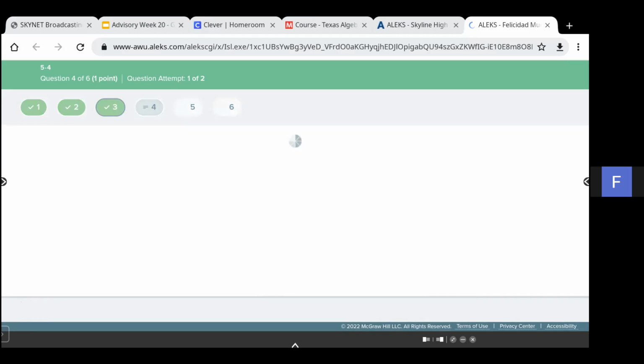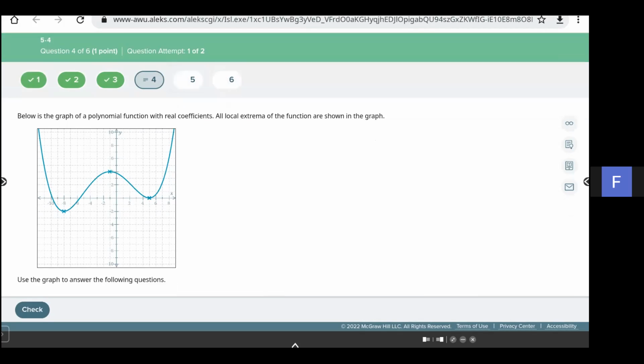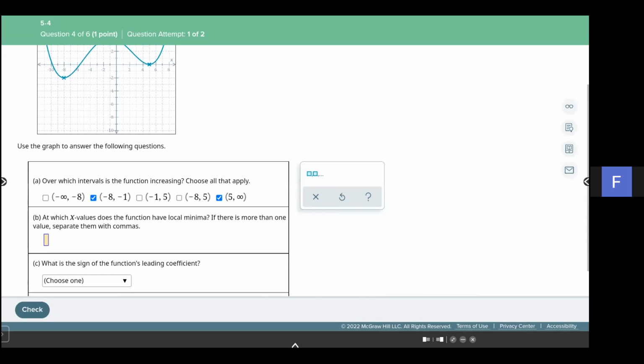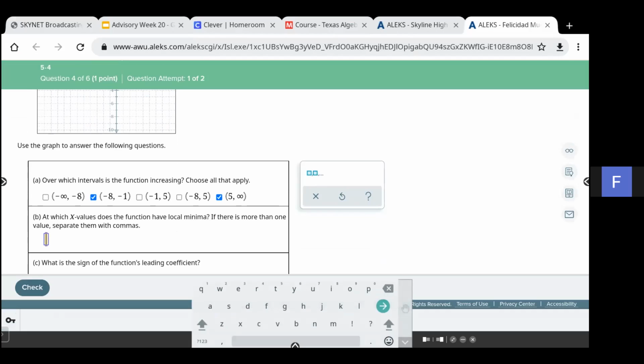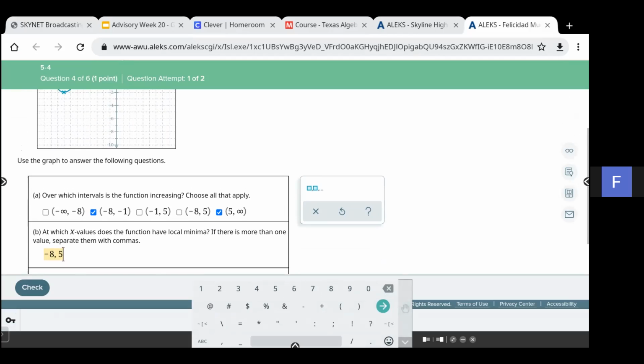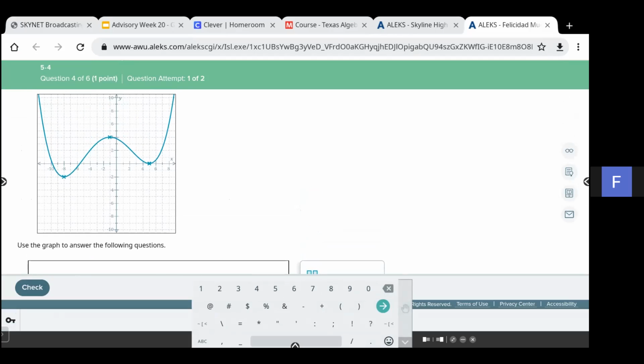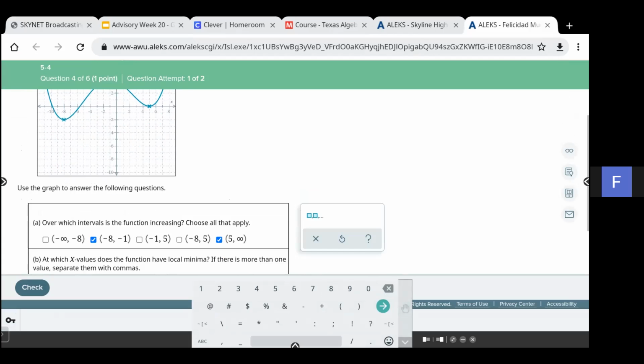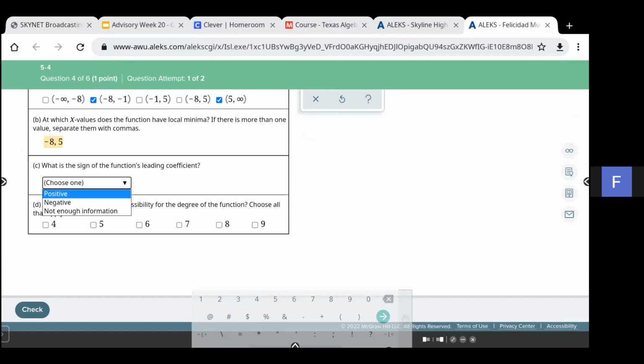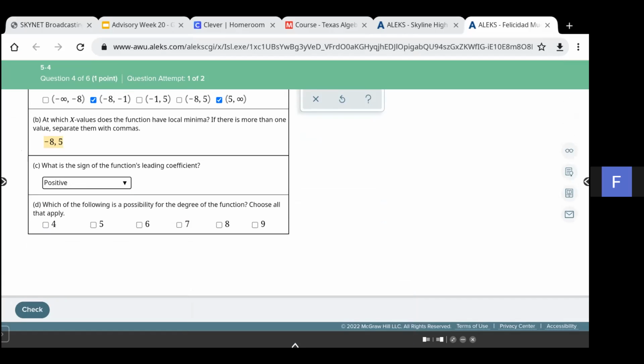Let's go ahead and try 4 now. All right, so we said -8 and +5. And in class, I told you if as you go to the right, which direction is it going? Since it's going to positive infinity, that tells me that my leading coefficient is also positive. If it was going to the right and it was going down, it would be negative.